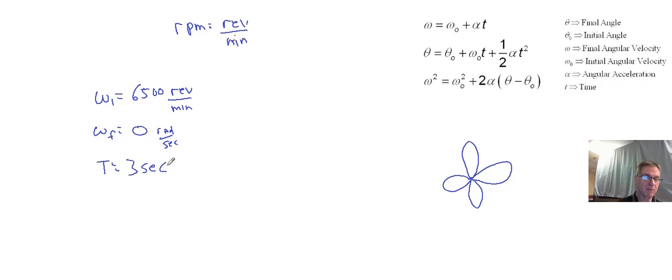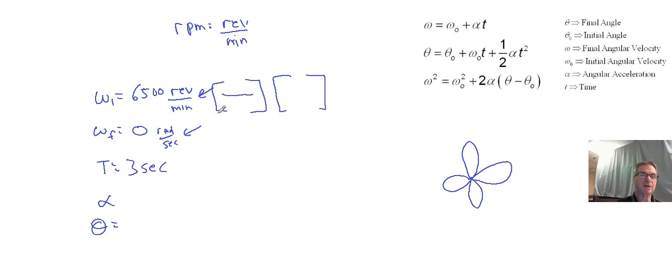So I want to know a couple things. One is the angular acceleration as the blades slow down. And I would like to know the angle theta, how many radians the blades traveled through from the time it was moving at this speed to the time that it slows down. So let's see if we can figure that out. First, we're going to need to convert the initial velocity from revolutions per minute to radians per second, so we're going to have to do a couple of conversions.